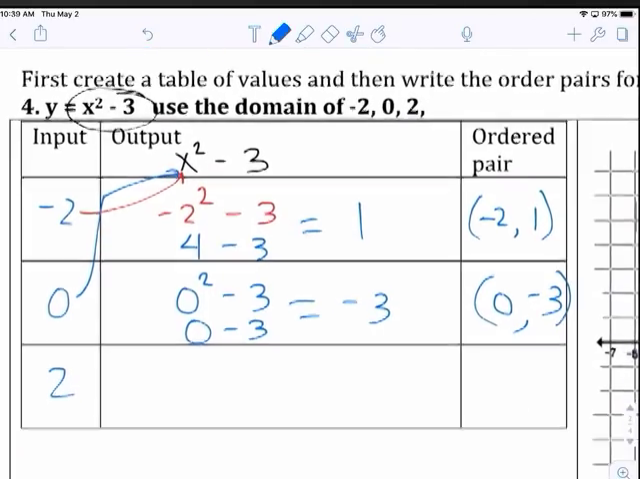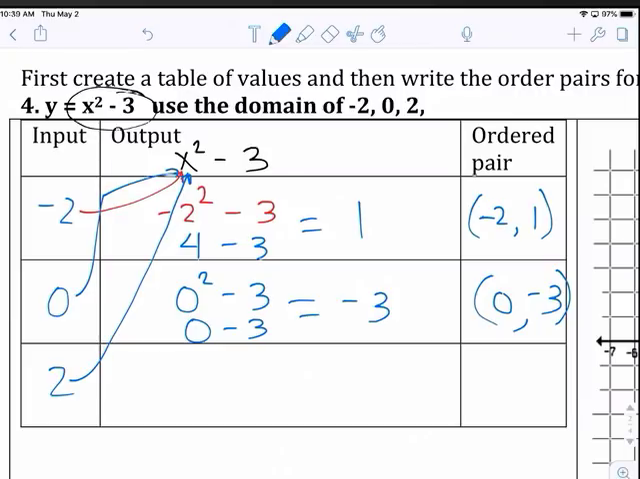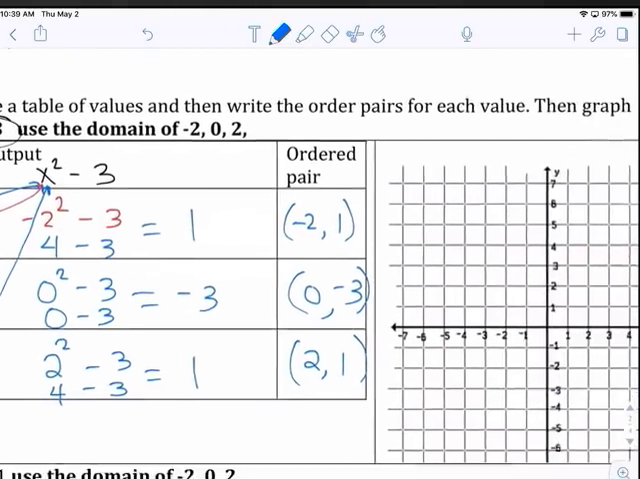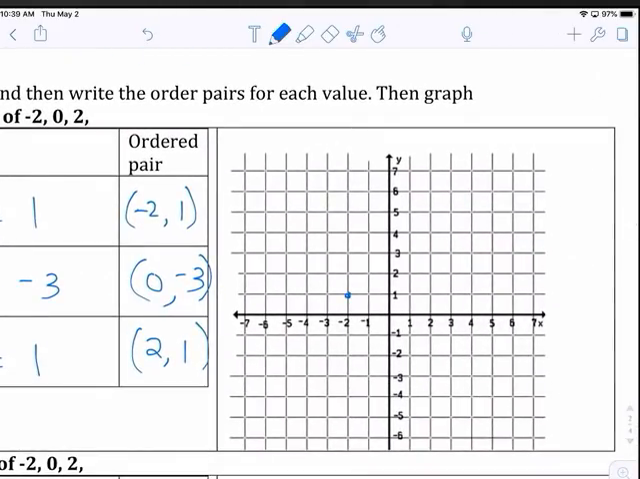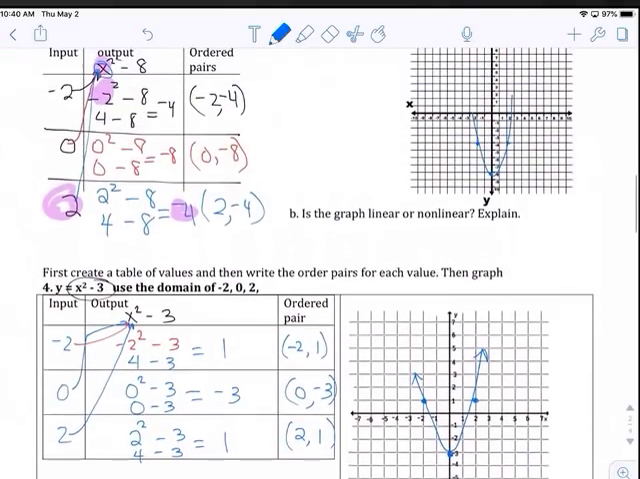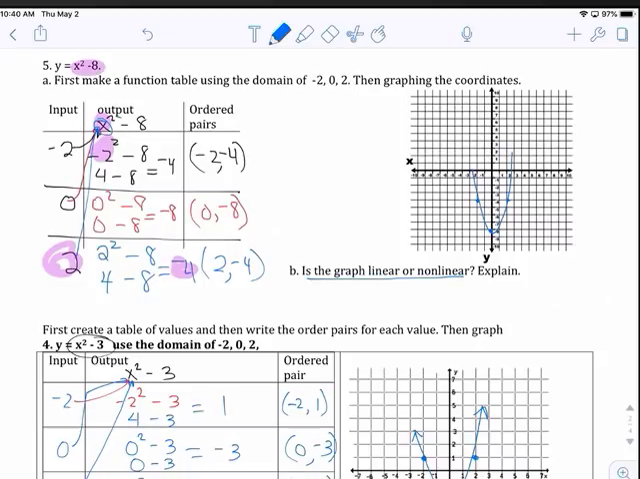Okay? Next one, put this 2 there. 2 squared minus 3. 2 squared is 4. 4 minus 3 is positive 1. Bigger number takes the sign. 2, 1. Okay, so you get negative 2, 1 right there, 0, negative 3 here, 2, 1 here. Connect the dots. Linear or nonlinear? Nonlinear, right? So, is the graph linear or nonlinear? It's nonlinear. It bends.